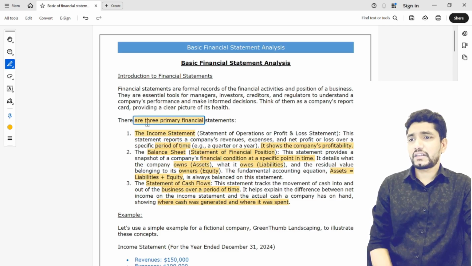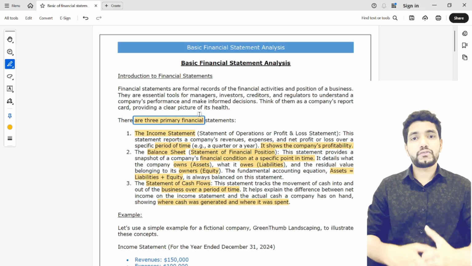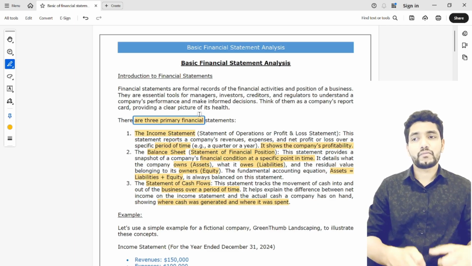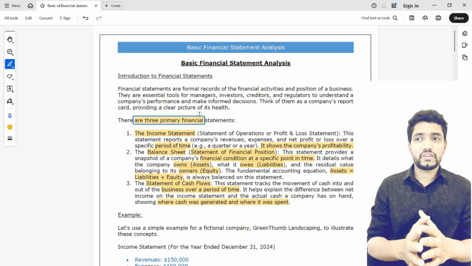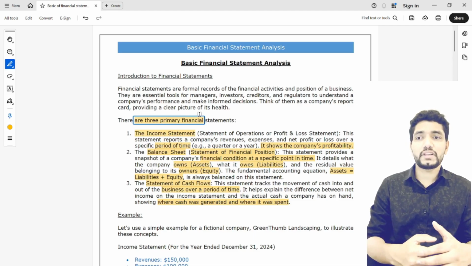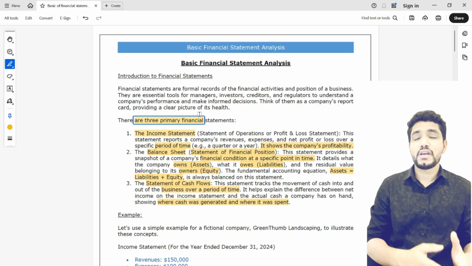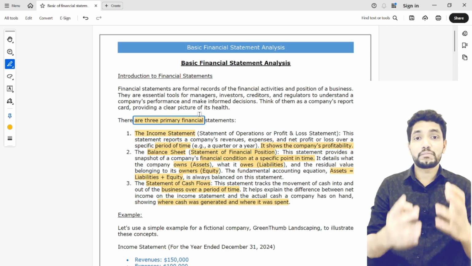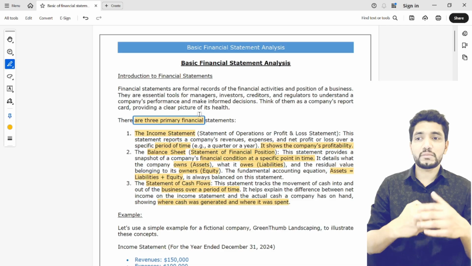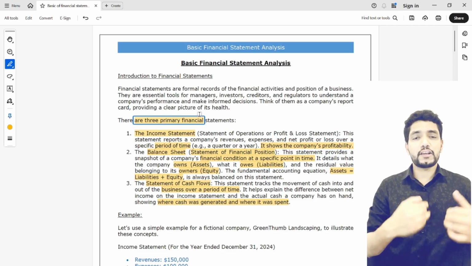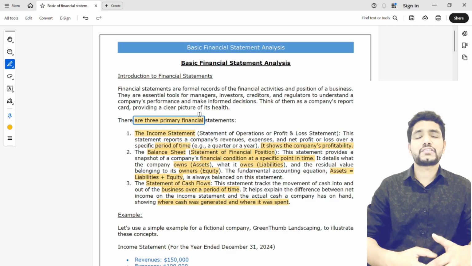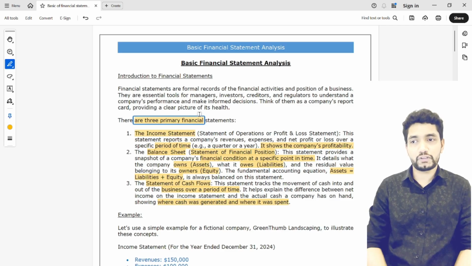So these three are the primary financial statements of any business. The income statement tracks the profit or loss, the balance sheet tracks the financial position of a company, and the statement of cash flow tracks the cash movement, cash in and cash out of a business during a period of time.